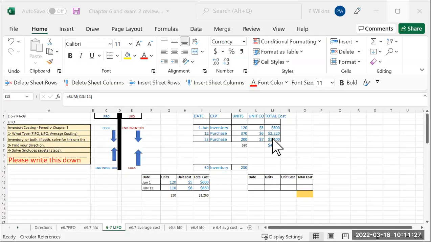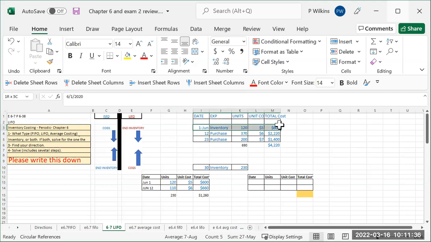Just to reiterate, for the ending inventory, we took 120 units at $5 each for a total of $600, because we're going top down with LIFO for ending inventory. Then we take 110 out of the next line down for June 12th. That gives us our total of 230 units for a total of $1,260, using LIFO ending inventory top down.